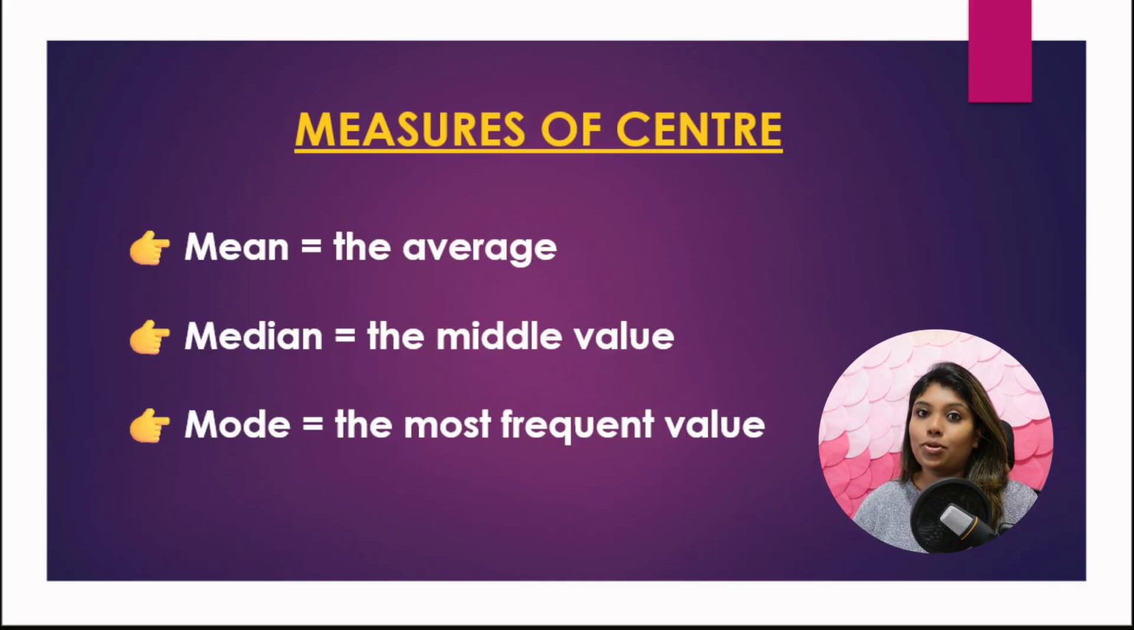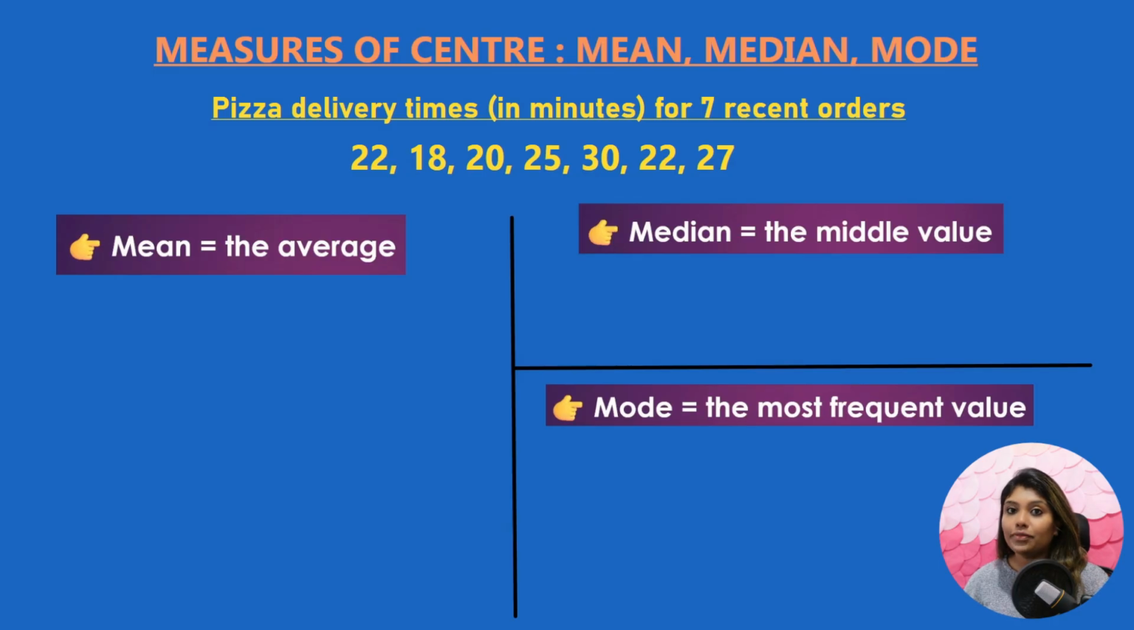Now let's try to understand each of these in detail by applying them in our context of pizza delivery time. The data that we require for our context is the delivery times. So here we have the pizza delivery times for 7 recent orders: 22, 18, 20, 25, 30, 22, and 27, all in minutes. Let's try to find the mean of this data.